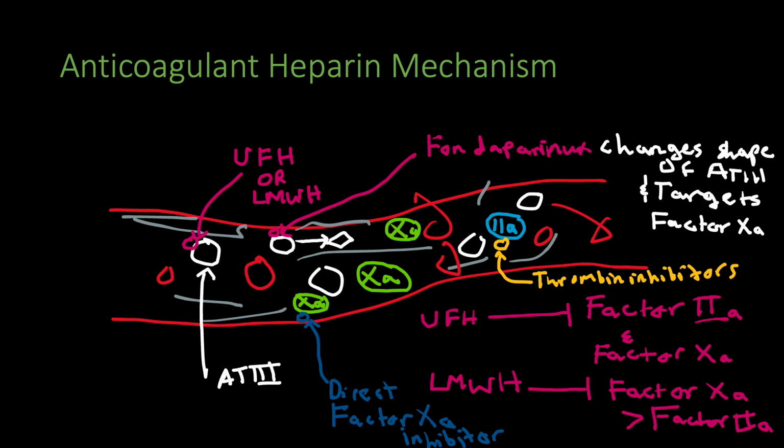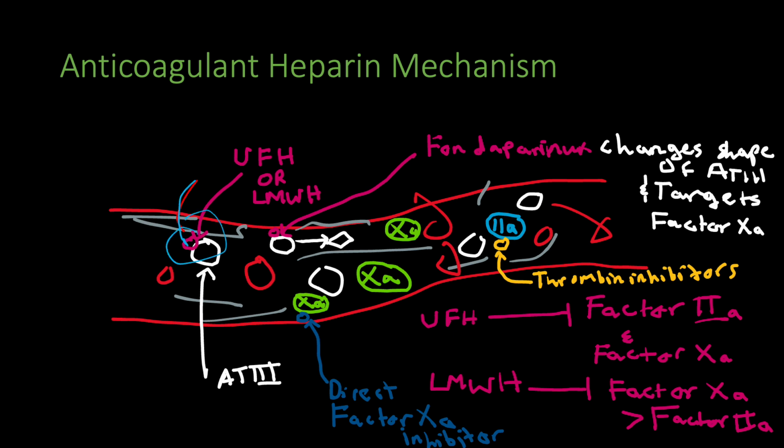It just has to go through AT3, but it indirectly binds to the 10A inhibitor. So basically what happens here is this one changes shape and then it interacts with the 10A. So it might be a little bit longer process versus the unfractionated heparin, low molecular weight heparin, and a direct factor 10A inhibitor. So unfractionated heparin, like I mentioned, prevents factor 2A and factor 10A from doing its work and clotting the blood.